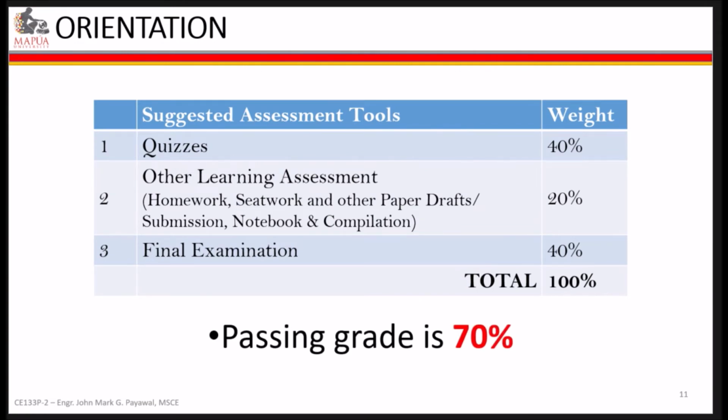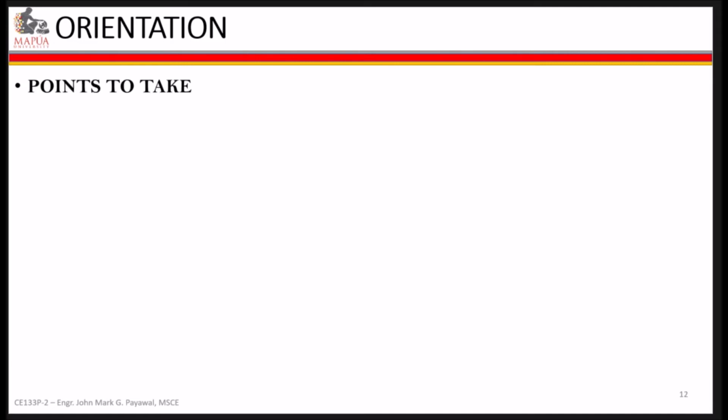And because I want to make this course conducive and somehow fun, I want you to take these points that you might consider when taking CE 133P-2. So as a reward, number 1, the highest scorer in class receives an automatic grade of 1.0.